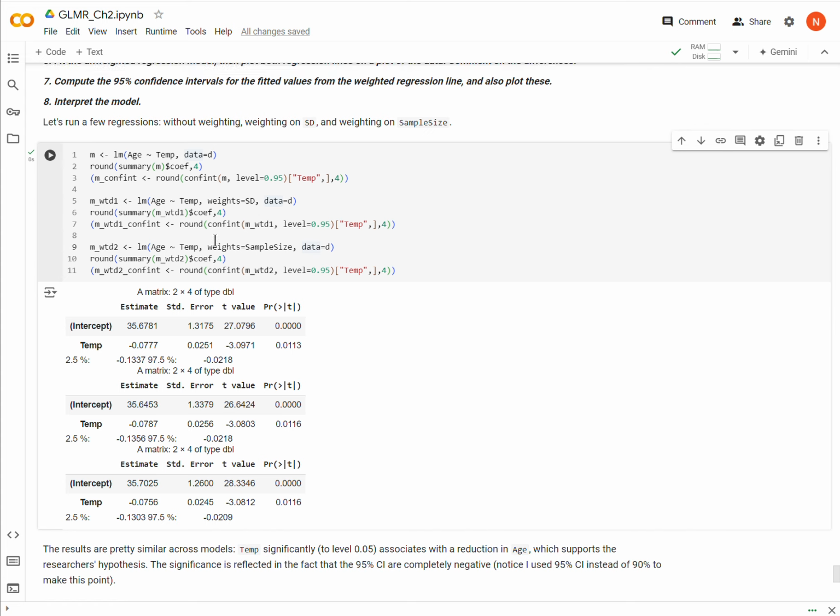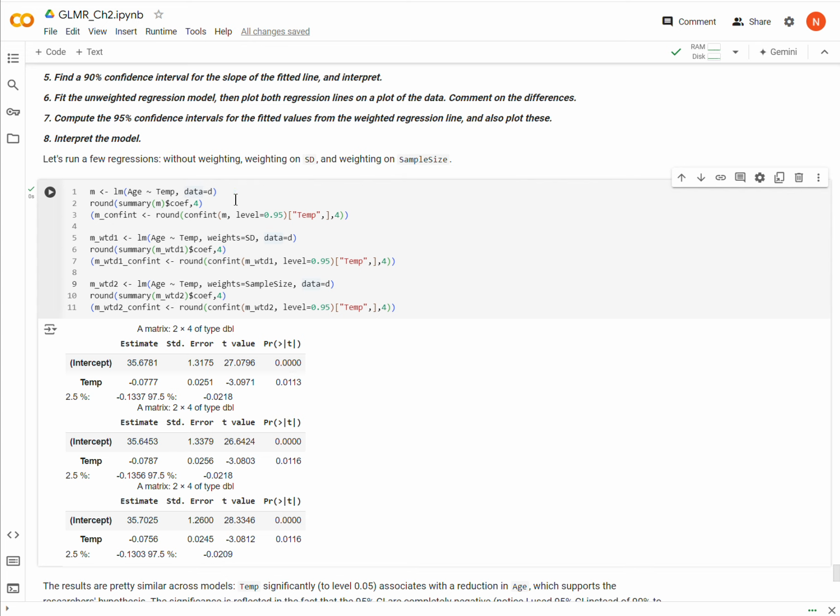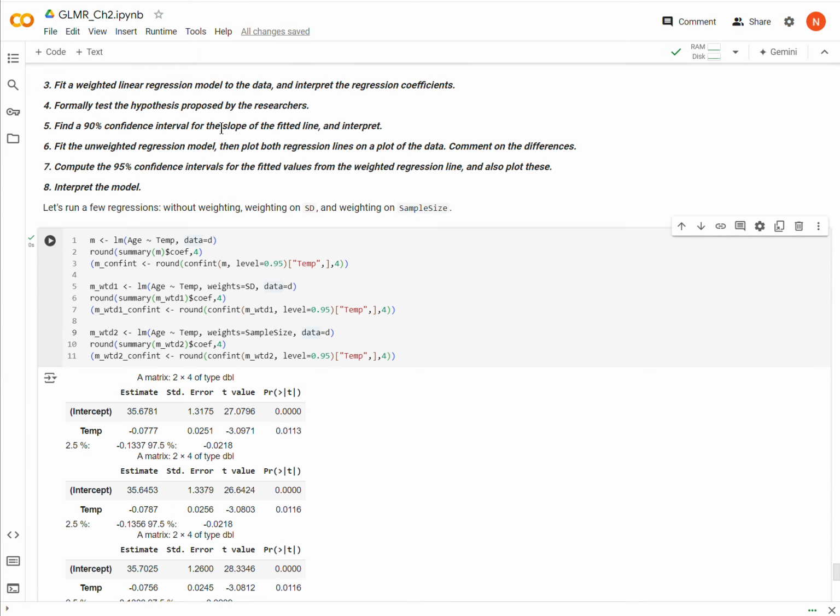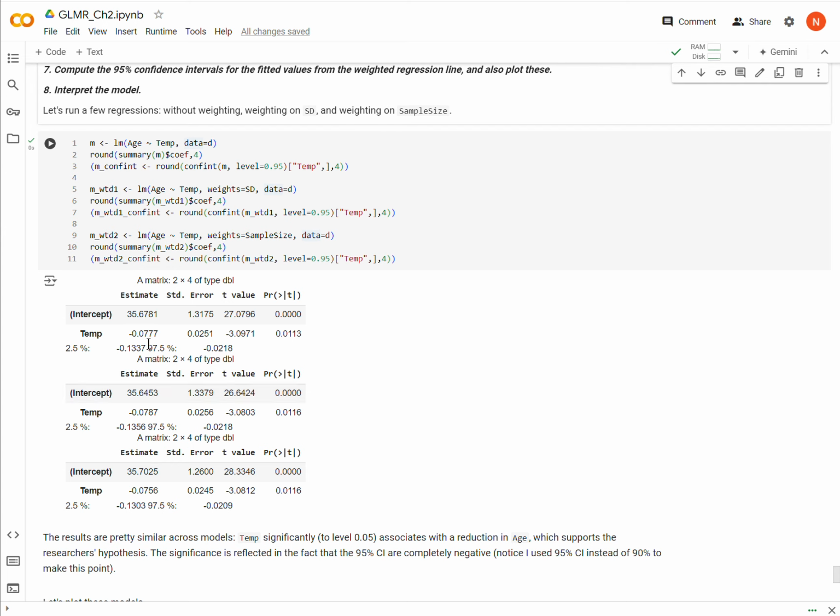So anyway, we are also asked to find the 90% confidence interval for the slope of the line. In other words, what is the 90% confidence interval for this term right here? And so we can do that with the conf_int argument here. Down here the formatting is a little bit wonky, but it looks like this. So the 95% confidence interval is from negative 0.13 all the way up to negative 0.02. And they're all very, very similar.